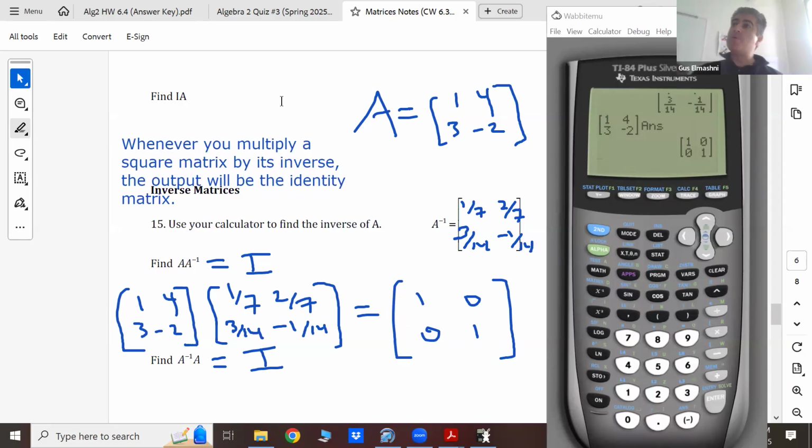So square matrix meaning the rows and columns are the same. Hope that makes sense. Like 3 by 2 is not square, but 3 by 3 is. And there's a reason why it can't work for a non-square matrix. Again, I'm not going to get into that concept. Yeah, 1 by 1 would be a square matrix, sure.